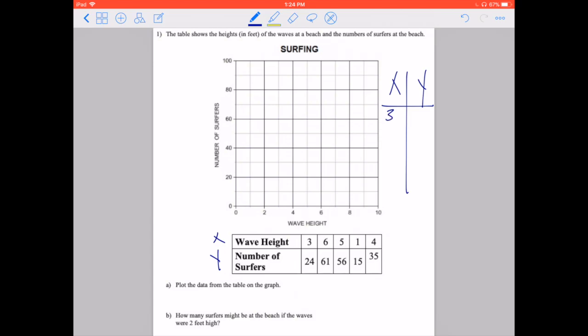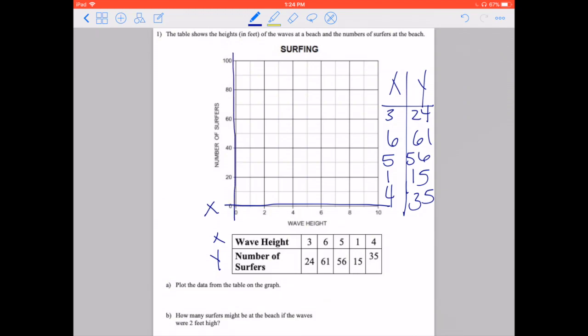So you could have 3, 24, 6, 61, 5, 56, 1, 15, and then 4, 35 written like this. So you could also see it like this. This is just written horizontally rather than vertically. So what I want you to notice is that this is going to be our x-axis, so our x values will go along this axis, and then this axis right here, this is our y-axis, so our y values fall along that. With each of these, there's a pair that's ordered together, an x and y value.